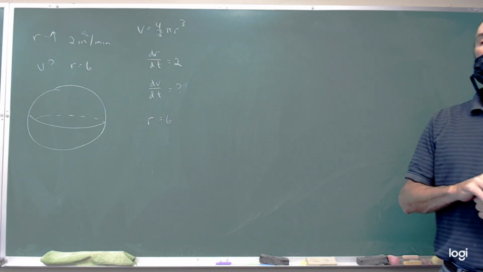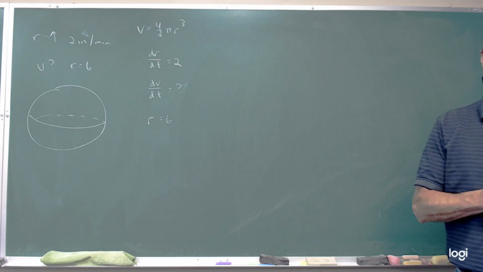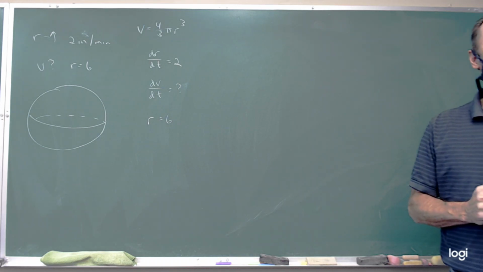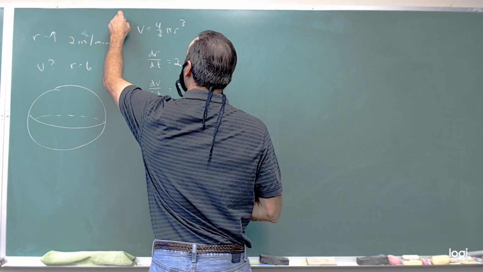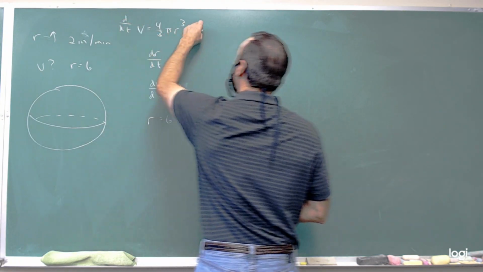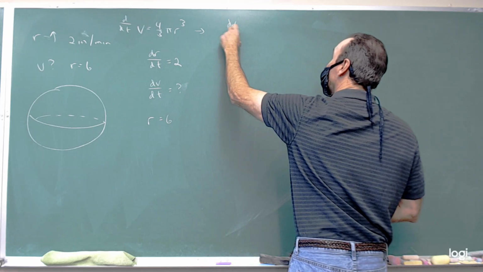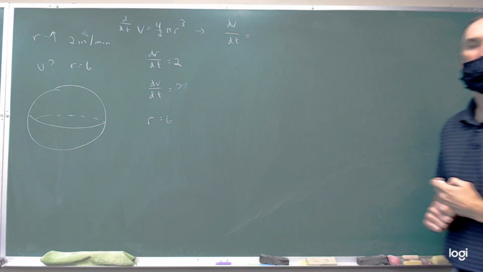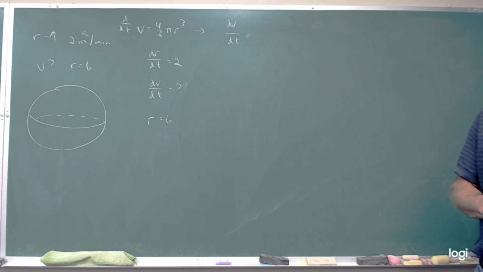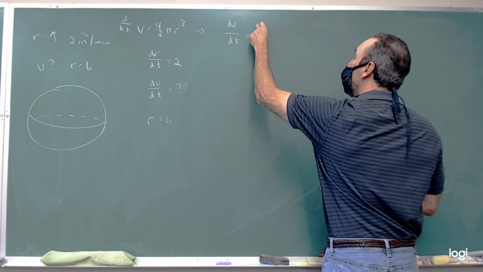All right. So what do we do? Find the derivative of the volume equation. Yep. dV/dt equals... Okay, so dV/dt equals 4 pi r squared dr/dt.